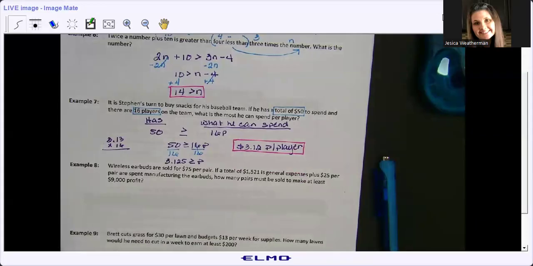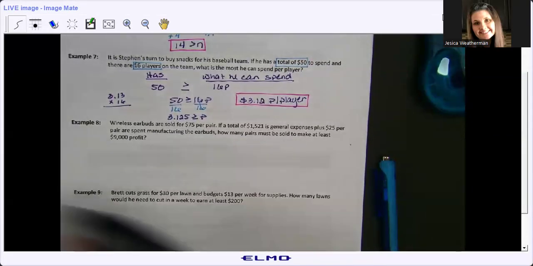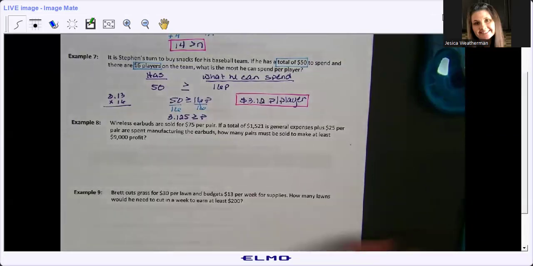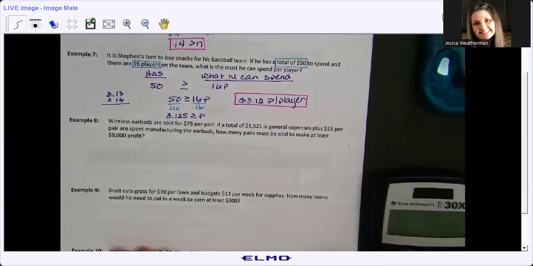Okay. All right. Let's go to number 8. Wireless earbuds are sold for $75 per pair. If a total of $1,521 in general expenses plus $25 per pair are spent manufacturing the earbuds, how many pairs must be sold to make at least a $9,000 profit? All right. What is this saying?